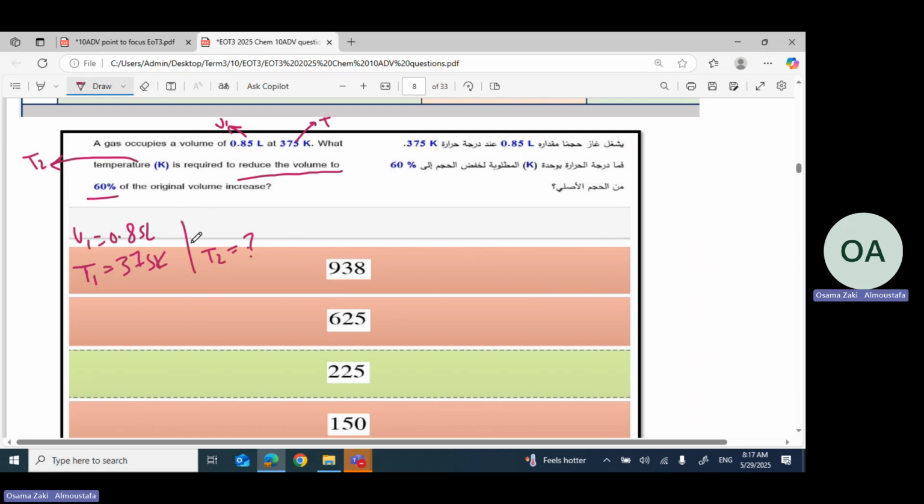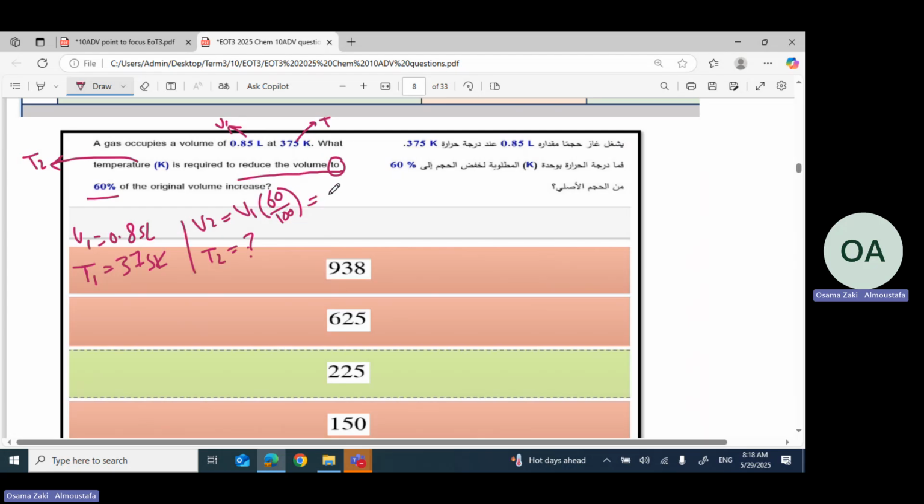Okay, then V2 is what? Look, the original value times 60%. Why? Because they didn't say that we need to increase by 60%. We need to reduce it to 60%. So the second value will be 60% of the original value. So be careful with "to" and "by". If we have "by", then 1 plus or 1 minus, depending on increasing or decreasing.